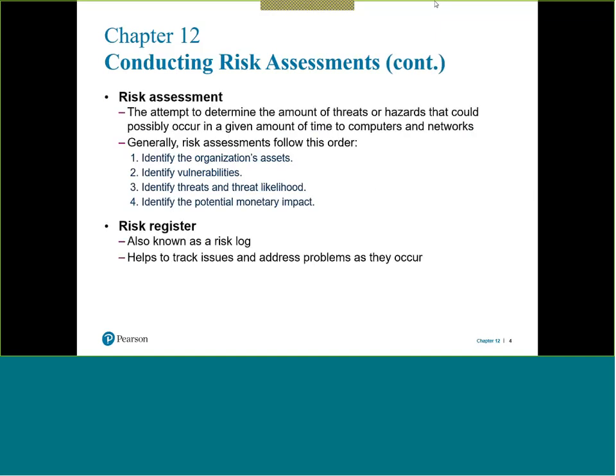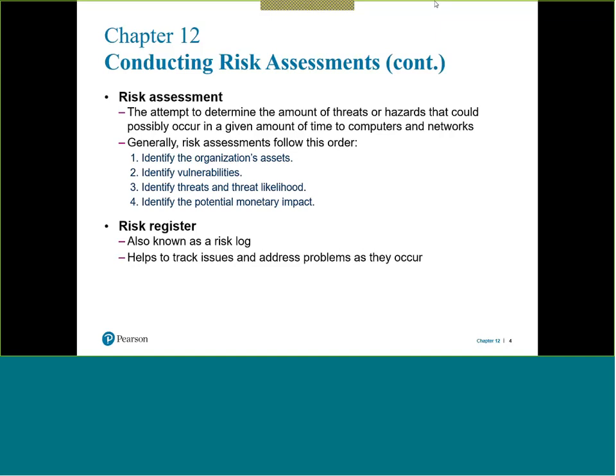So basically, risk assessments follow this general order. First, you're going to identify the organization's assets. And with this, it's important to know an asset is a lot like what we would call an object in Active Directory. You generally think of an asset as a thing, but it could also be a person or a room or an item, whatever it is that we're trying to protect. These are our assets. We then want to identify the vulnerabilities with those assets. If my asset's a database, okay, what are some of the vulnerabilities of that database?